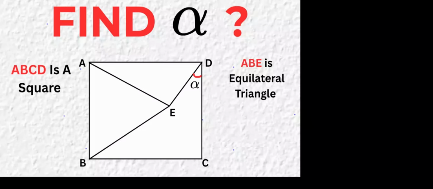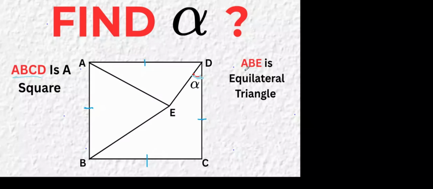You are requested to find this angle alpha, right? This angle. To find it, the first thing is that ABCD is a square. If it is a square, all four sides are equal. This one is equal to this one, equal to this one, and equal to this one.